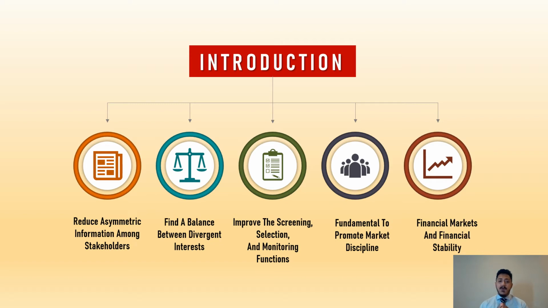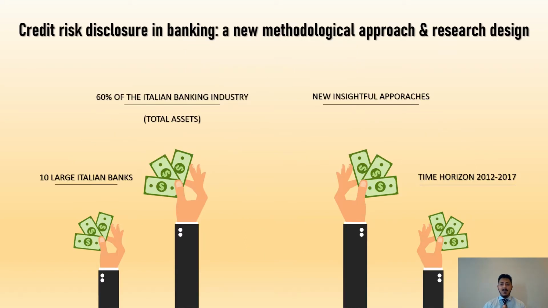Now, credit risk disclosure is very important because it helps to reduce the asymmetric information among stakeholders and limit the amount of problems coming from the different interests. It also helps to strike a balance between divergent interests and provides an opportunity to improve depositors and investors. To further discuss credit risk disclosure in banking, there are several new methodological approaches on how to evaluate the credit risk disclosure. The research carried out in this paper investigated the 10 largest Italian banks by total assets, and in terms of total assets, these financial institutions account for over 60% of the Italian banking industry.